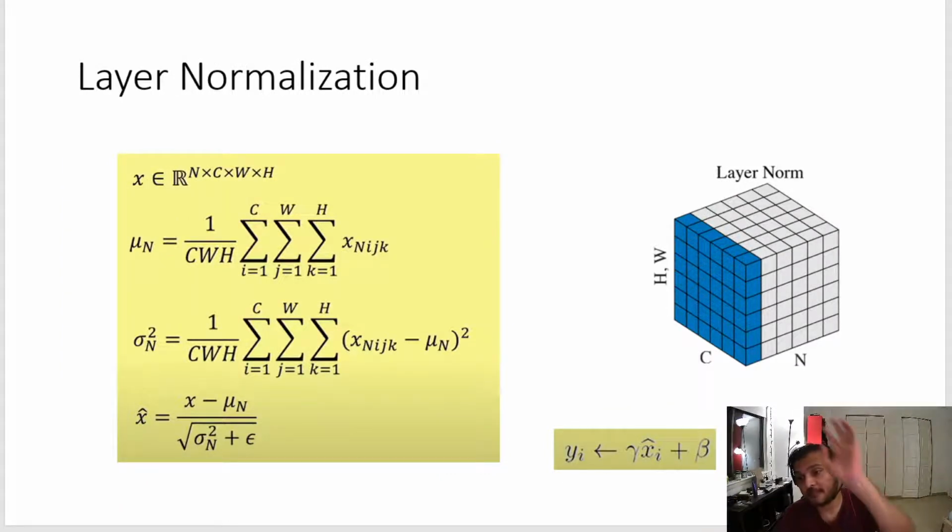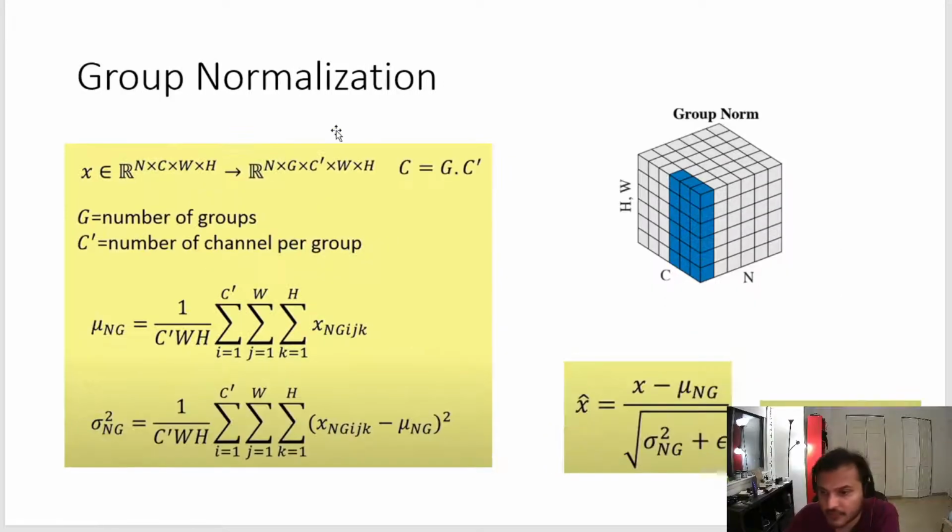While batch is something completely different, because there you're doing it per channel, so you're looking across the batch to reduce the variance. Right. So for group normalization, the thing is that you've broken your channels, or you've segregated your channels into groups.